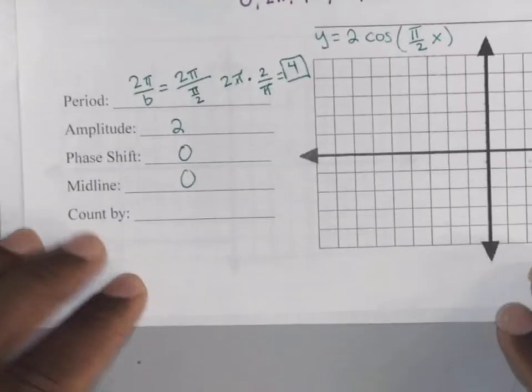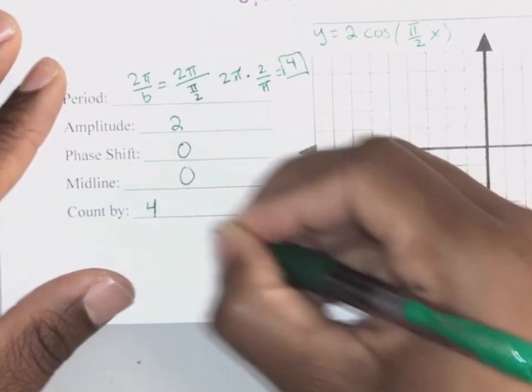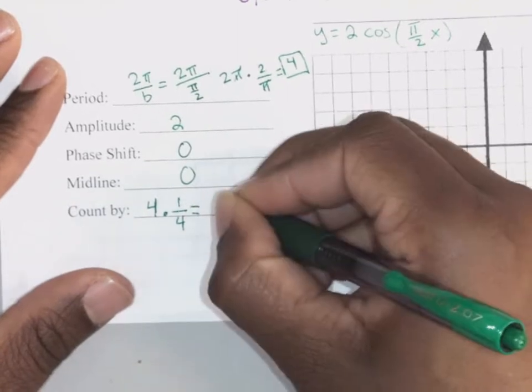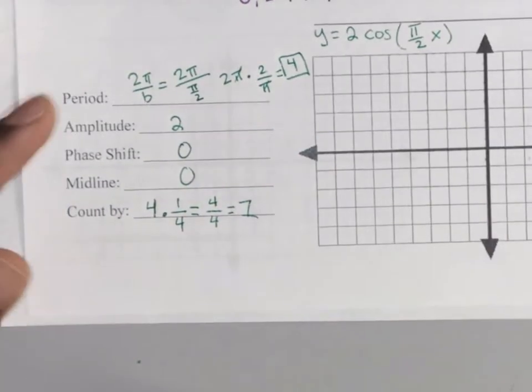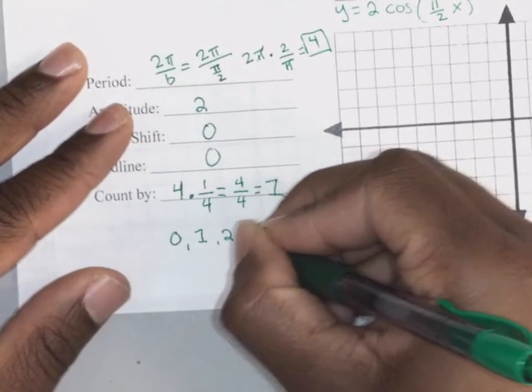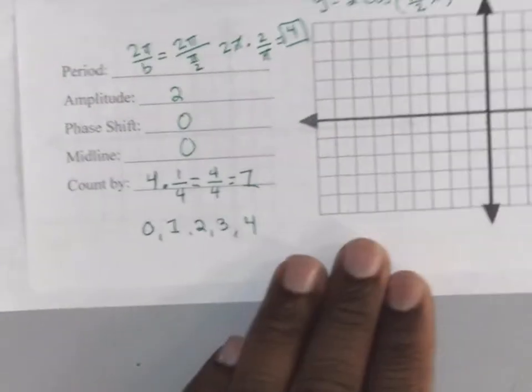Midline shift and phase shift are both 0. So for my count by, I found the period to be 4, so I'll take that and multiply by 1 over 4. That's going to give me 4 over 4, which comes out to equal 1. This is going to be a real straightforward count by, just 0, 1, 2, 3, and then at 4 is where I finish my period.